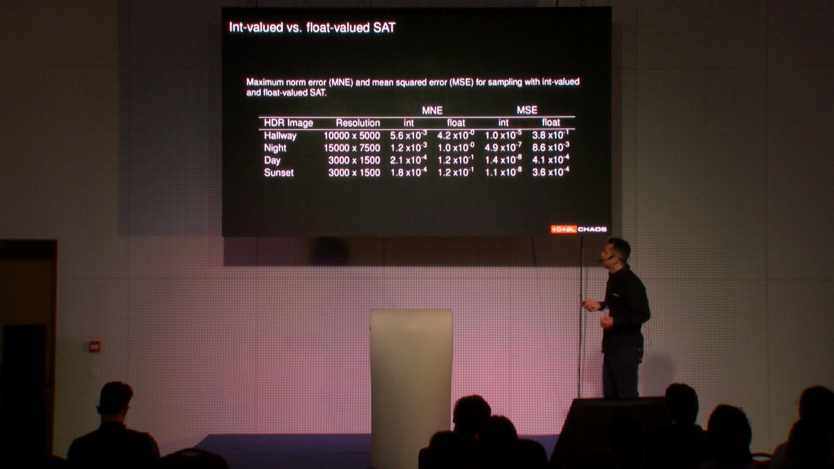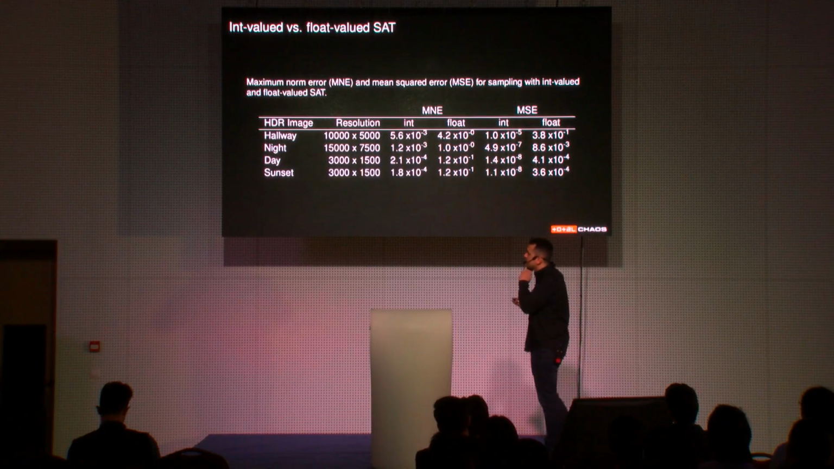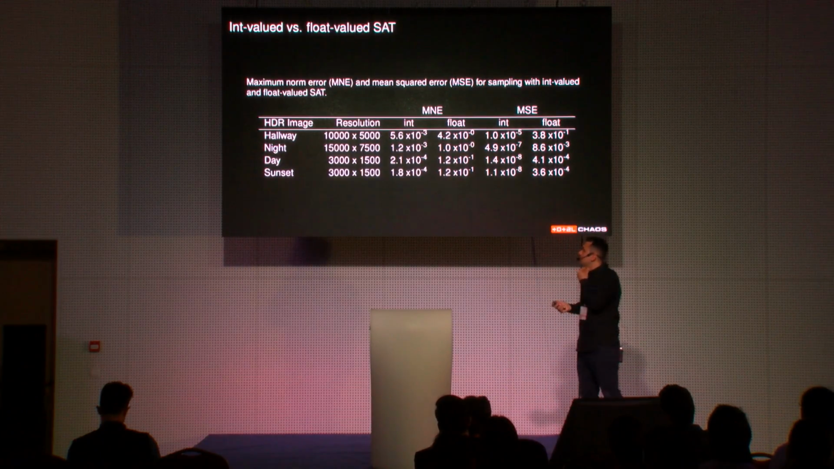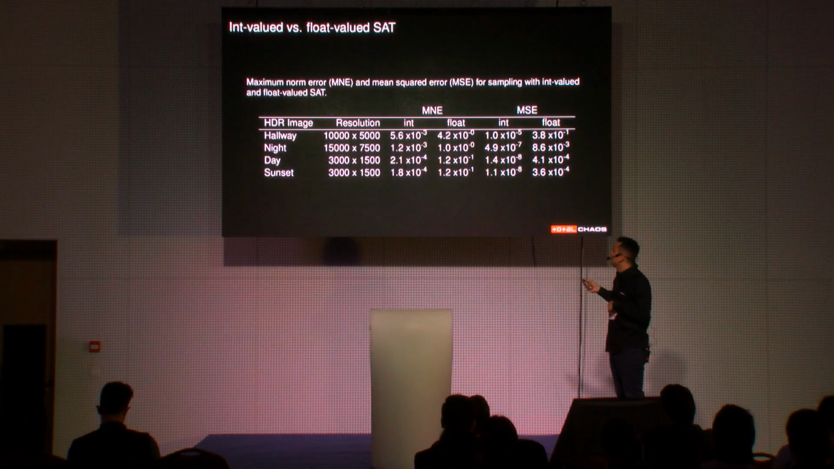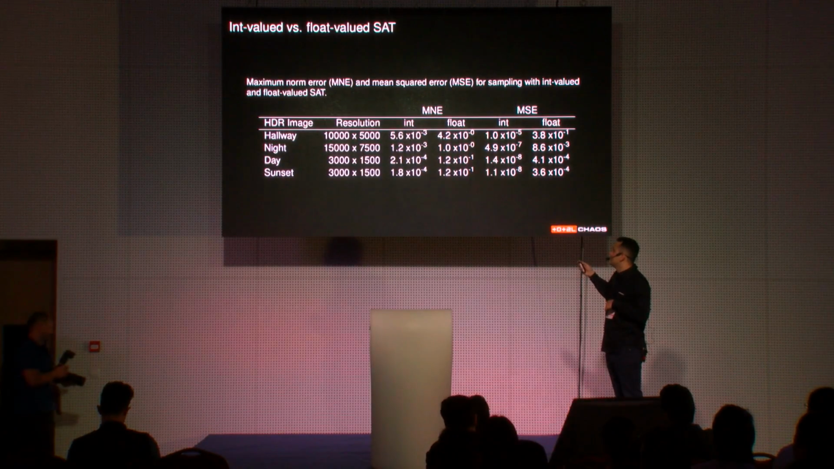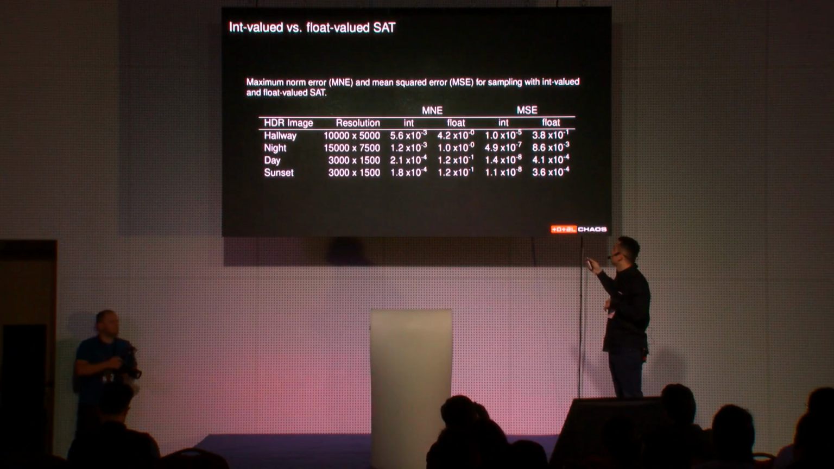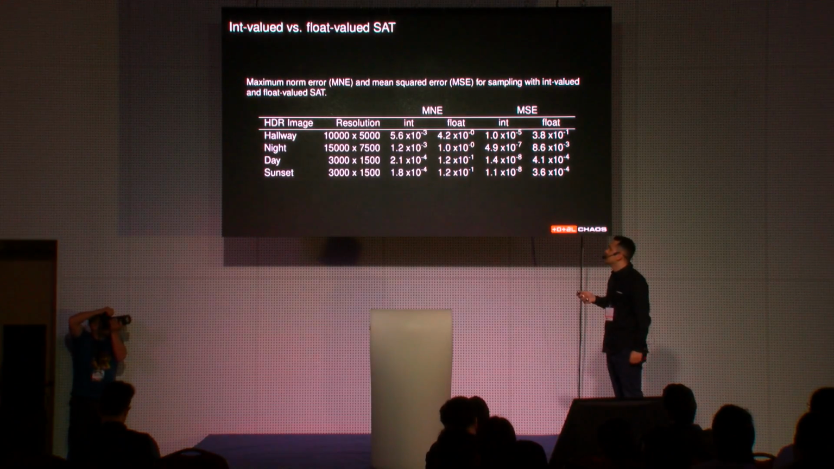And here you can see 3 different large HDR images sampled with the 2 approaches, with the float and the integer. And you can see that we have 3 to 4 orders of magnitude more accurate sampling reconstruction with the integer valued SAT.